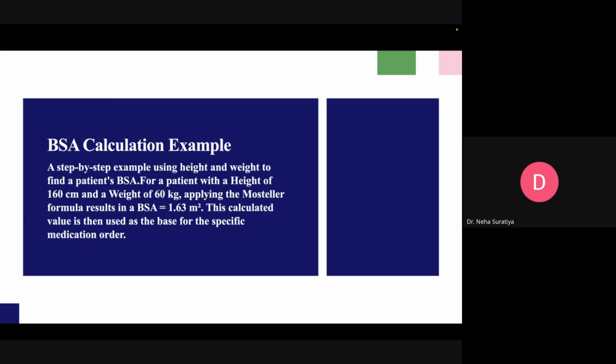Let me ask you, what happens if the height is entered in meters instead of centimeters, guys? What happens next? Dangerously wrong dose. So you need to identify that the height is in centimeters, the weight is in kg, and the calculator is in square root mode. Those three things you need to check whenever you are calculating the BSA.